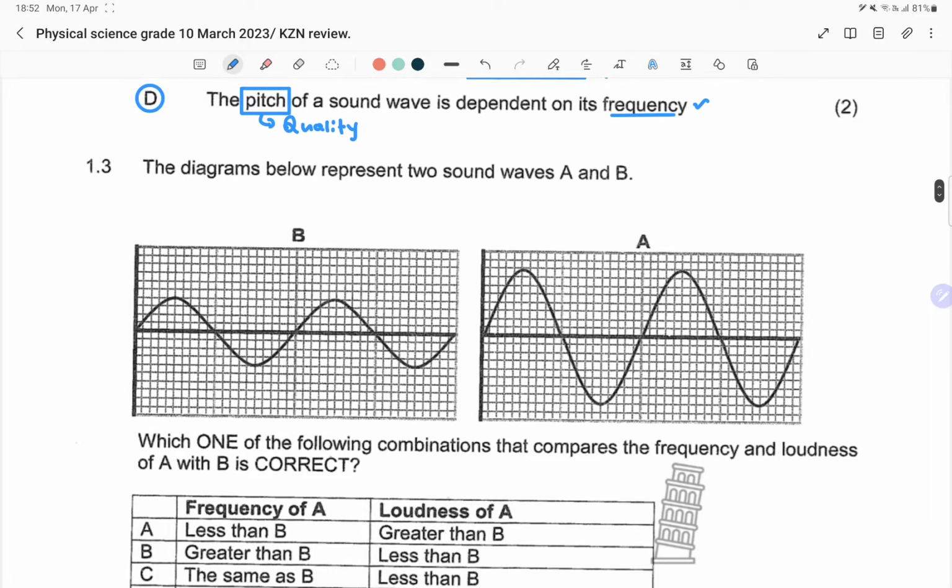All right, let's look at question 1.3. The diagrams below represent two sound waves A and B. So what is noticeable about the sound waves? Let's first check how long it takes to complete a full wave. So this is a small block, right? It completes a full wave here on this block, isn't it?